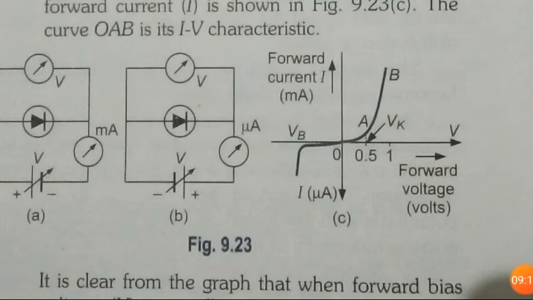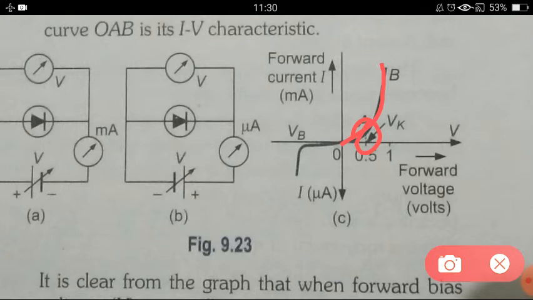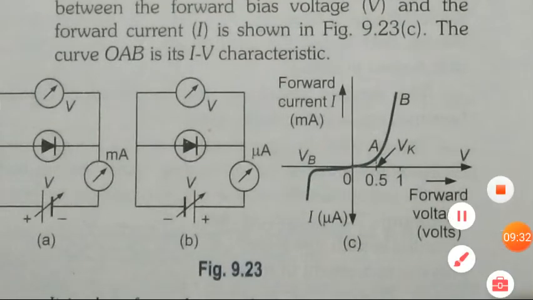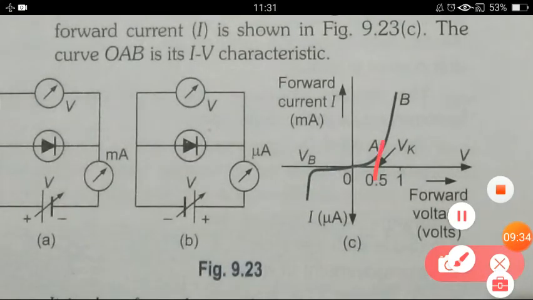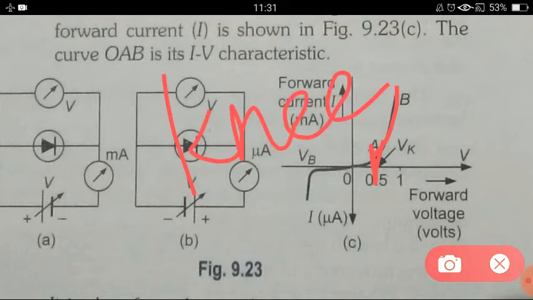In this curve, one thing you can notice is that in forward biasing, after a particular voltage the current increases very abruptly, and we get very high current. This amount of voltage, after which the current increases very high, is called the knee voltage. K N E E, knee voltage.